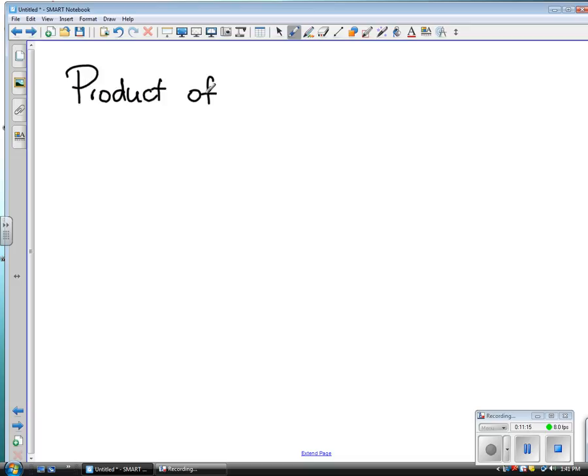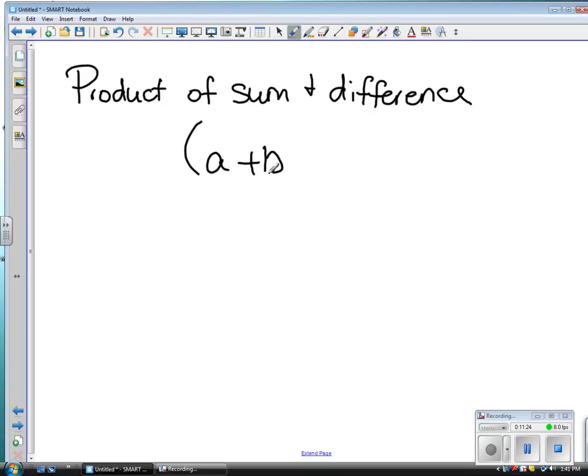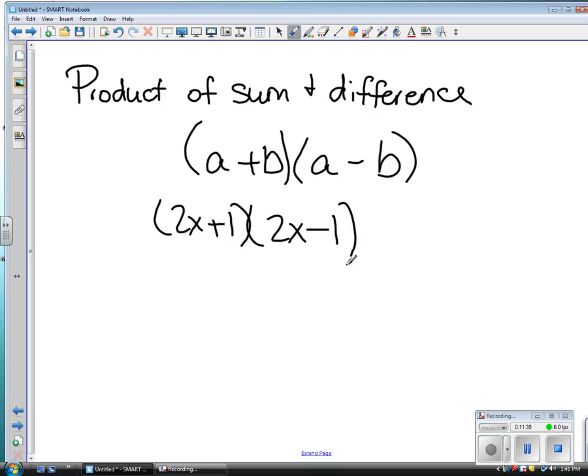Product of a sum and difference. And what they're meaning is, they're saying a plus b times a minus b. The first term in each has to be the same, and the last two things have to be the same. So it might look like 2x plus 1 and 2x minus 1. It might be x plus 3 and x minus 3. It might be 1052x minus 3000, and it's going to be the same except it's going to be plus. So your terms are exactly the same. The only difference is one is plus and one is minus.